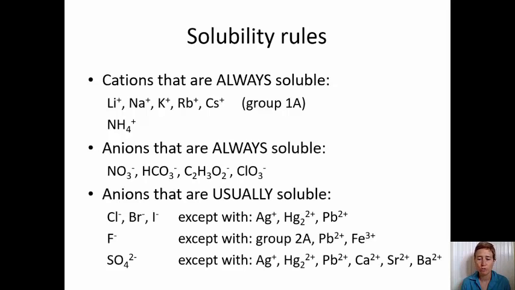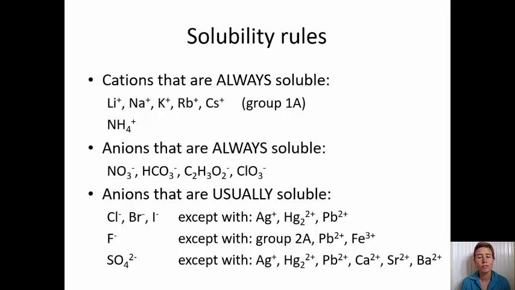Then we have some anions that are usually soluble. The halides, except for fluoride. Notice fluoride is not on this list. It's a separate thing. The halides are usually soluble, except for with silver, mercury, and lead. Fluoride is also usually soluble, except for group 2As, lead and iron. And sulfates are usually soluble, except for kind of that large list: silver, mercury, lead, calcium, strontium, barium. So it's most of the group 2As, along with the silver, mercury, lead.